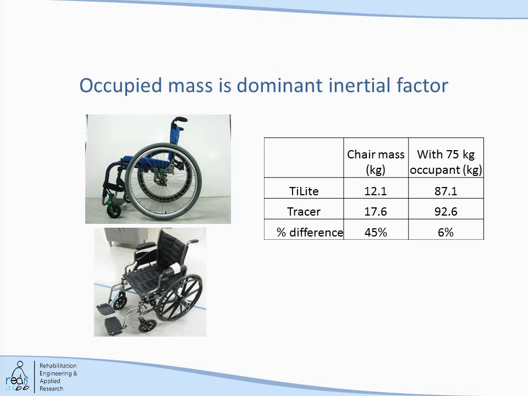Okay, so let's just look at inertial mass. It's pretty intuitive, to steal a word, that the mass of the system is dominated by the occupant. So here is the mass of two chairs out of the box. We've got an Aero Z from Tilite, which is 12.1 kg, and a Tracer that's 17.6 kg. Well, you load it with a 75 kg person, and you can see that the difference starts to plummet. And this is an important consideration because remember, there's an inertial measurement in everything about imparting energy.